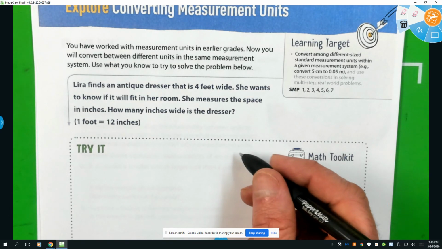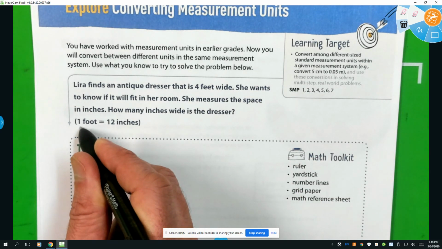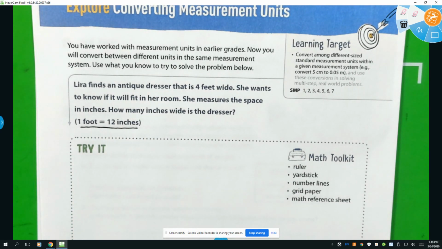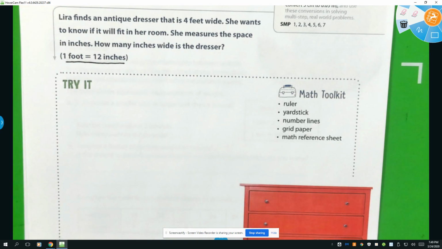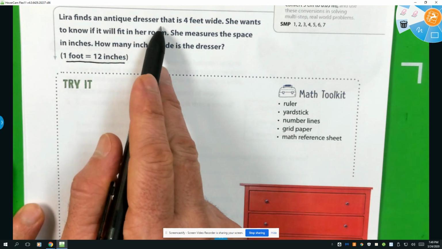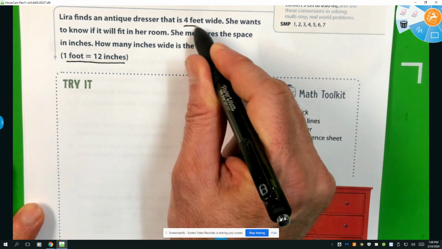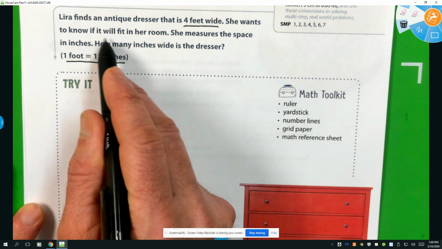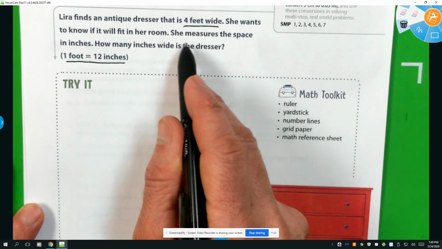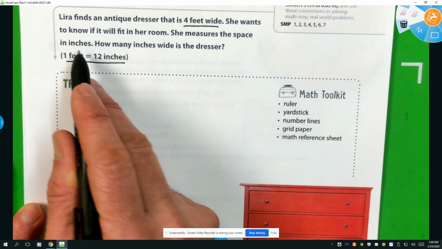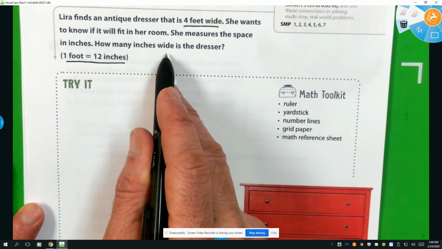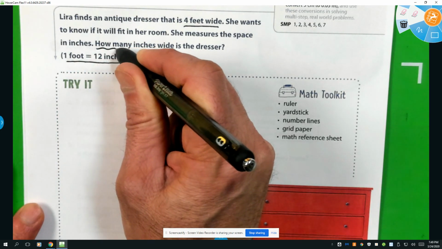So what are we going to do here first of all? How many of you noticed this portion, 1 foot, is 12 inches? This would be a perfect chance to put a table in here. Let's do reading 2. Find important information. Lyra finds an antique dresser that is 4 feet wide. She wants to know if it will fit in her room. She measures the space in inches. How many inches wide is the dresser?